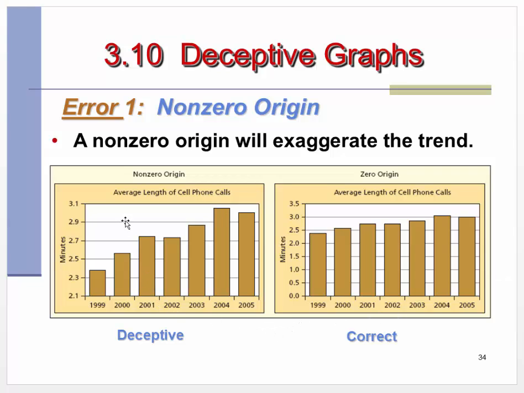Look at this one, the average length of cell phone calls. If you start with 2.1 instead of 0, you see there's a huge variation in the length of cell phone calls from 1999 to 2005. But if you use a zero origin, you can see there is change, but the change is not that dramatic. So this is deceptive, this is correct.